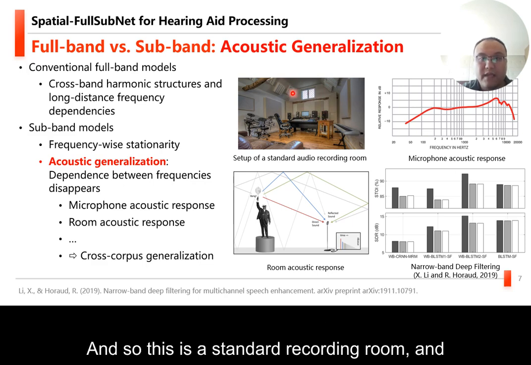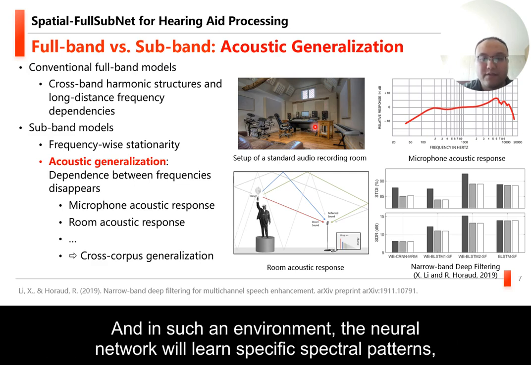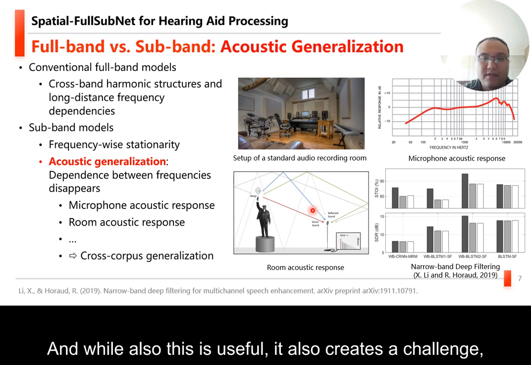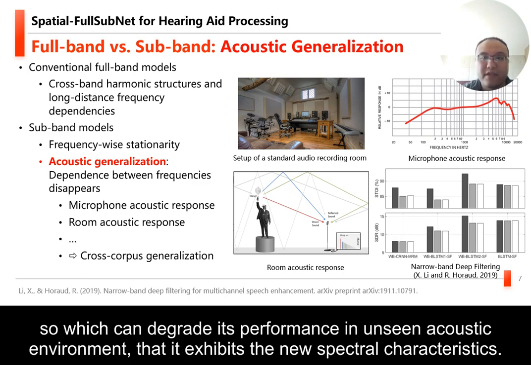This is a standard recording room, used to collect audio data and to train our neural networks. In such an environment, the neural network will learn specific spectral patterns, influenced by the microphone's acoustic response and the room acoustics. While this is useful, it also creates a challenge. The network tends to learn this fixed pattern, which can degrade its performance in unseen acoustic environments that exhibit new spectral characteristics.